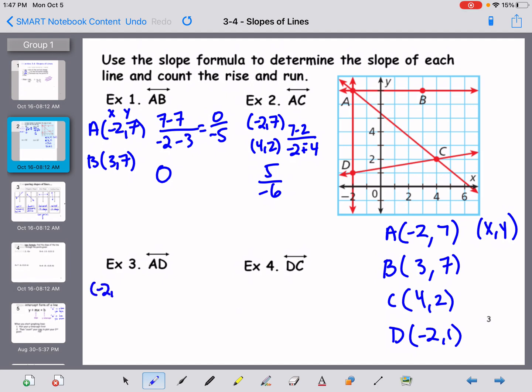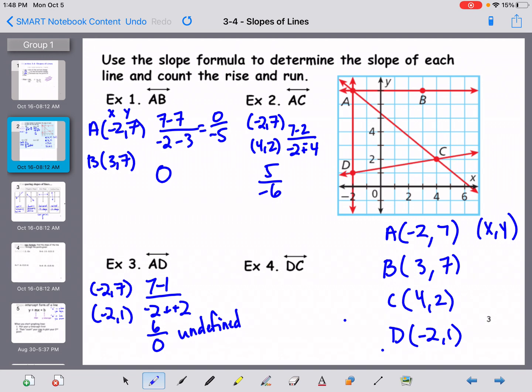A is -2, 7. And D is -2, 1. So here I'm going to have 7 subtract 1 over -2 subtract a -2. Those become a positive, and I end up with 6 over 0. When you try to divide by 0, what happens? Right, the world collapses. That's a black hole. So this is undefined.